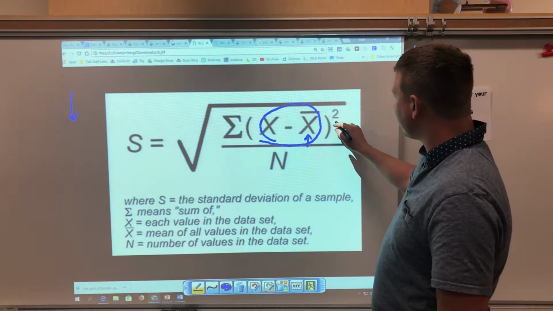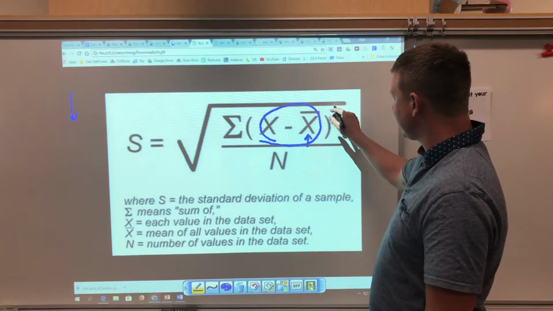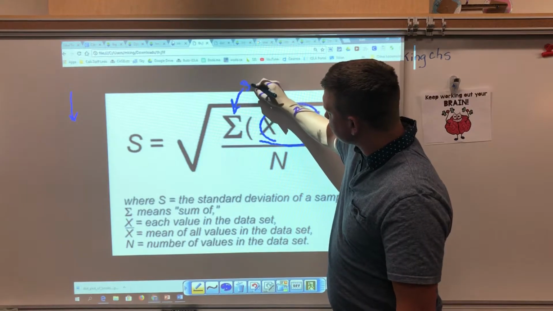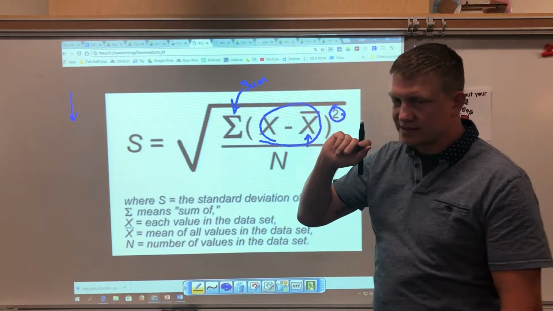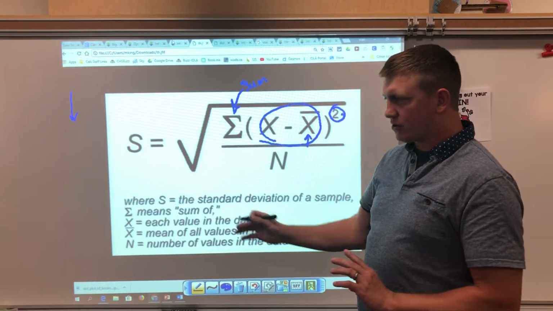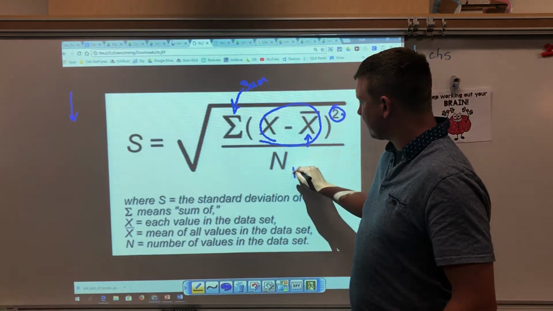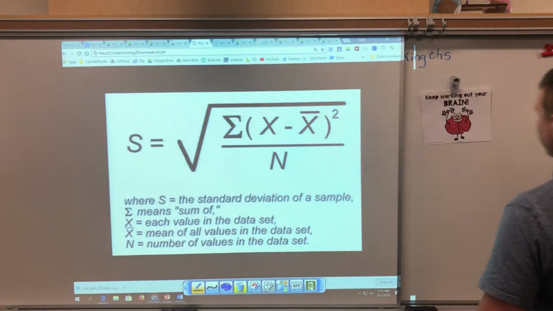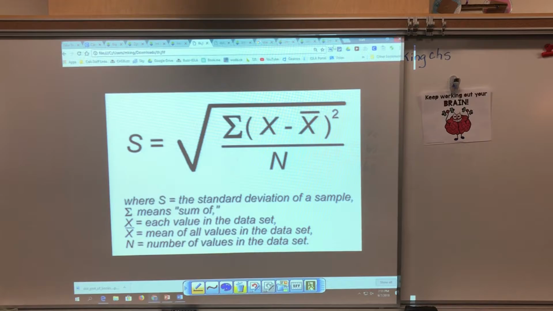Then I'm going to square each one of them separately. Then this symbol means add them up. This is called summation. Summing them all together, add every single data point calculation, then divide by the total. In my case, it was 12. All right? So let's go back to my calculation that I'm working with here.